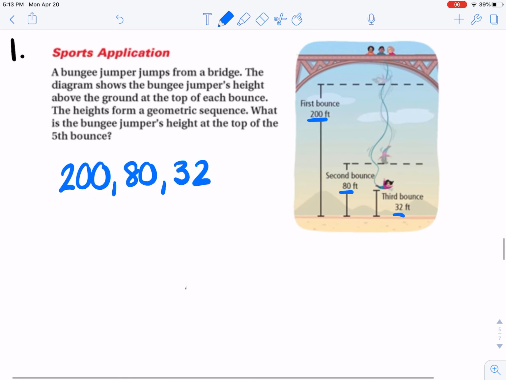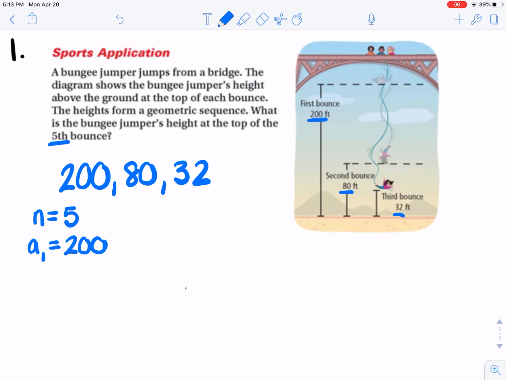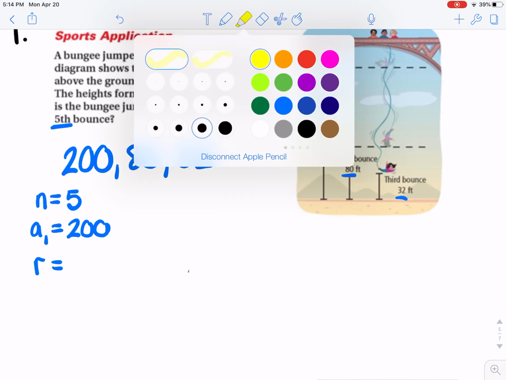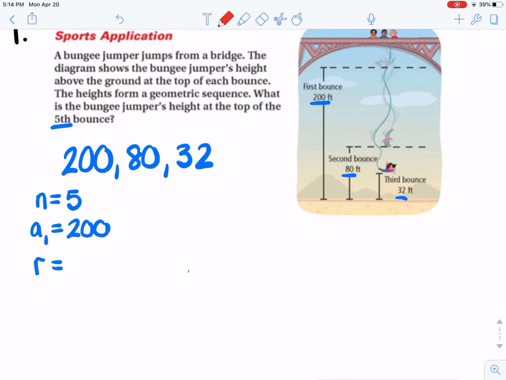Now, what do they want? What is the bungee jumper's height at the top of the fifth bounce? So n equals 5. I've got my A1 based solely on the picture. They didn't put it in words for me. So after the first bounce, she bounces all the way back up to the 200-foot mark. Then what I'm missing here is my common ratio.